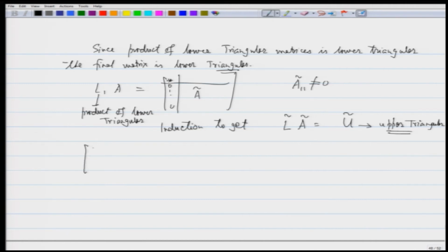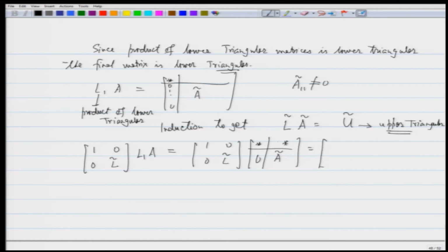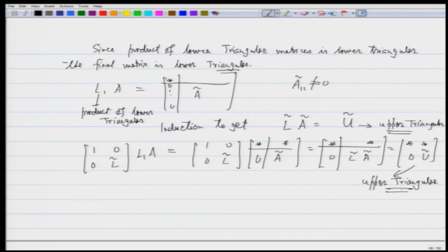So, I want to club the two together to understand the final thing. Let us look at this matrix 1 0 0 L tilde times L1 of A. I want to compute this matrix product. This will be equal to 1 0 0 L tilde times a star 0 star A tilde. If you understood matrix product, everything becomes nice. The first row remains as it is, no change. 0 times this will be 0, so you will get 0 here, and this is nothing but L tilde A tilde, and therefore you get here a star 0 and U tilde, which is an upper triangular. So, you get an upper triangular matrix overall.